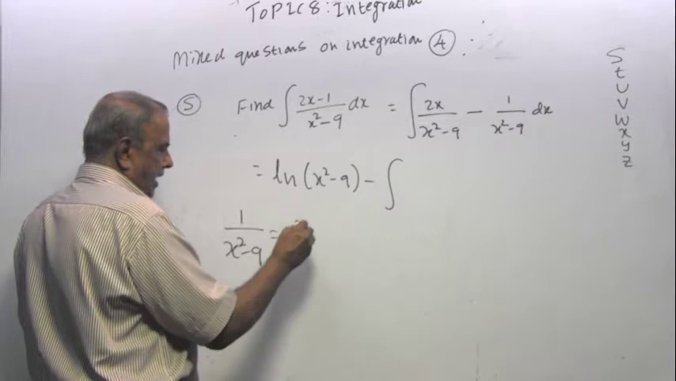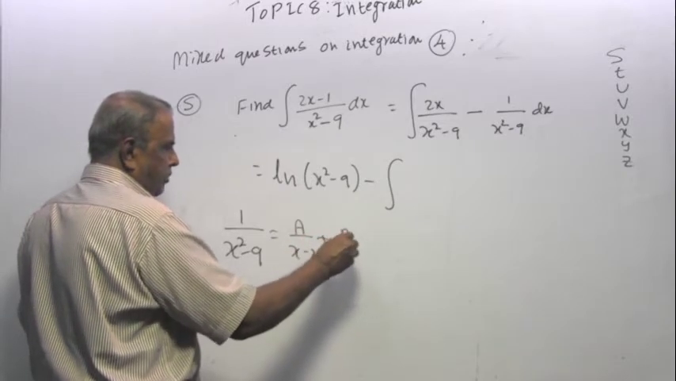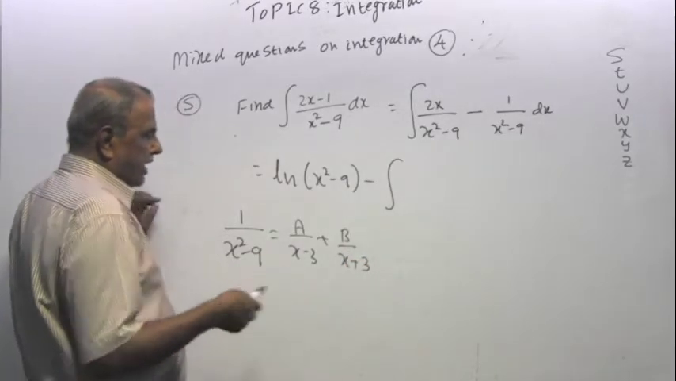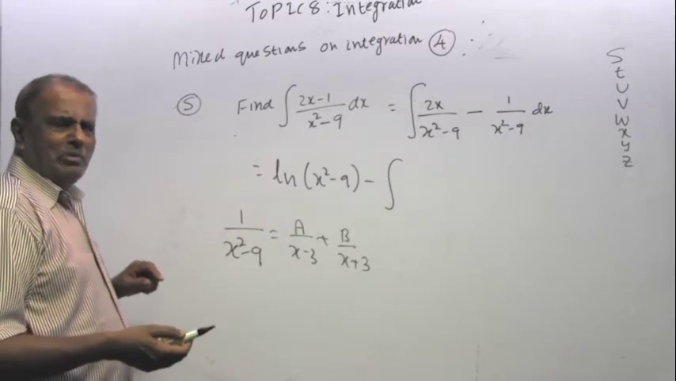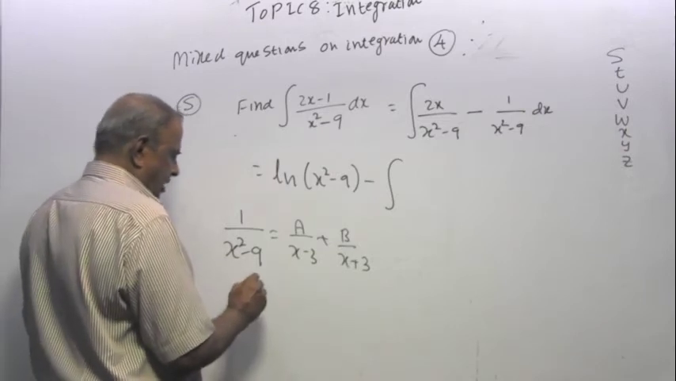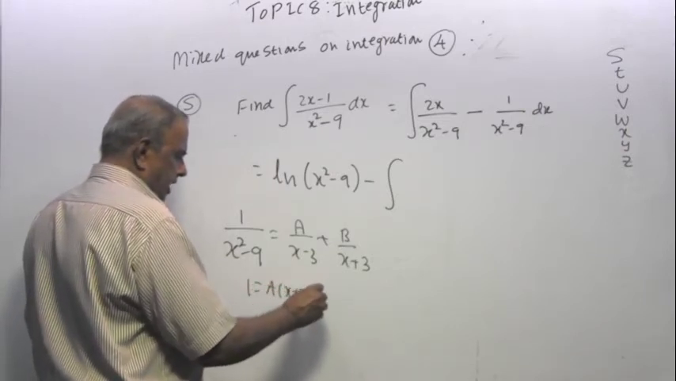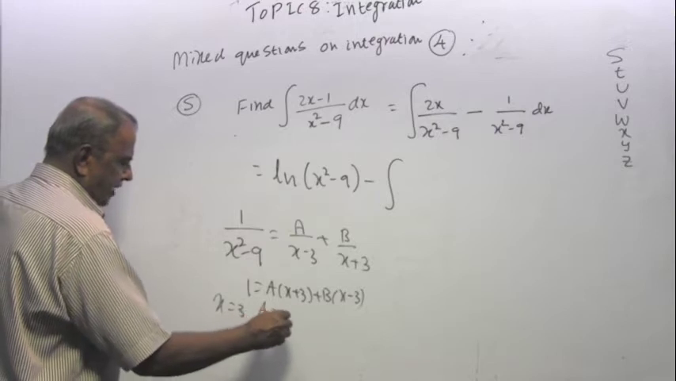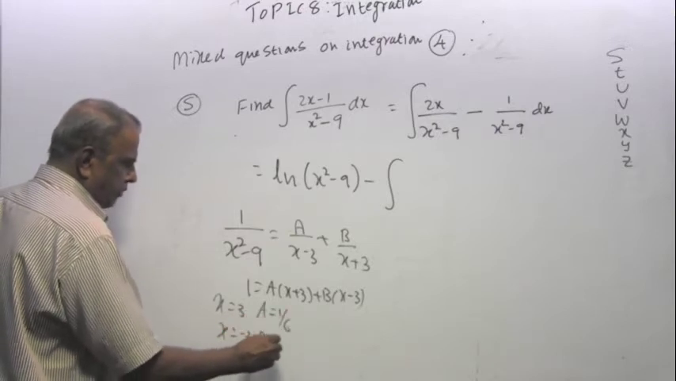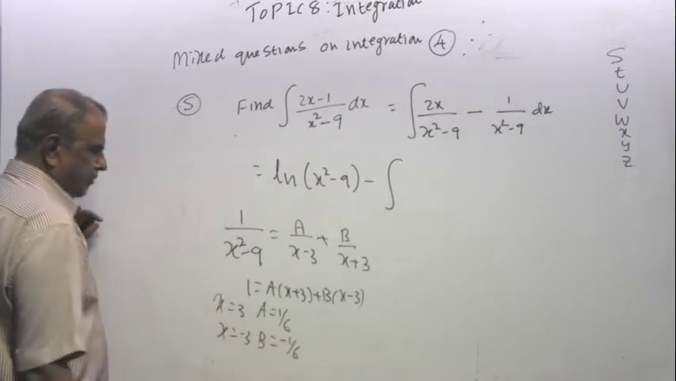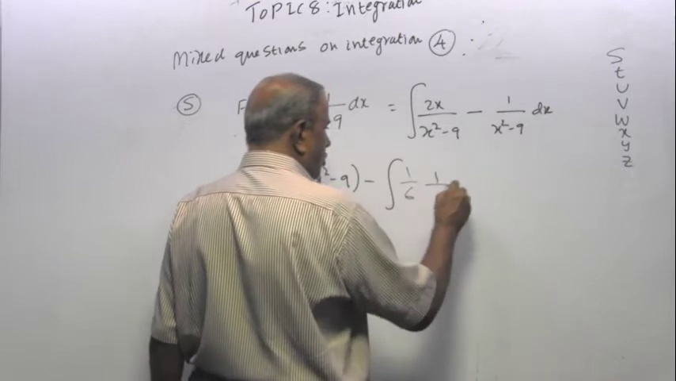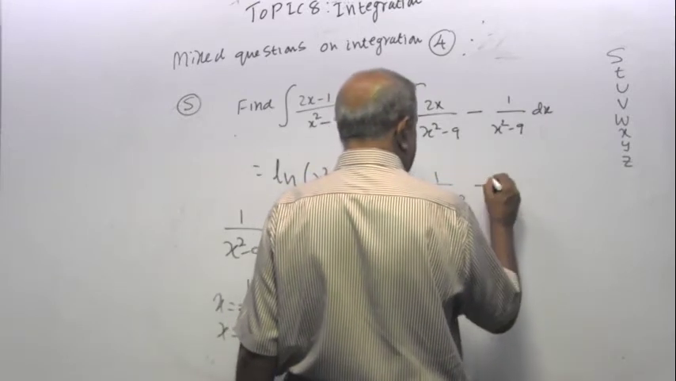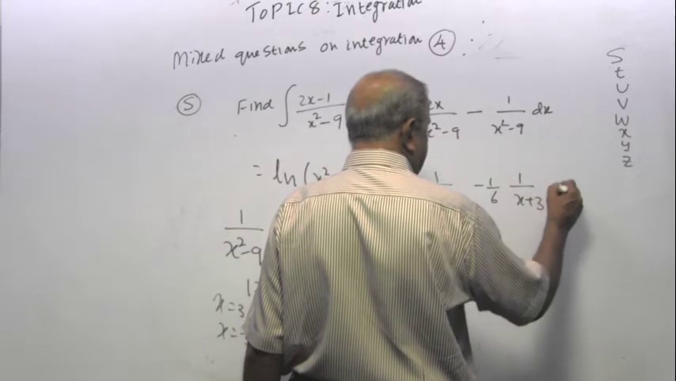It is A over x minus 3 plus B over x plus 3. I know I'm using a cover-up rule. Should I teach you the cover-up rule? You might get confused, so let's leave it. So I get 1 equal to A times x plus 3 plus B times x minus 3. Put x equal to 3, A is 1 sixth. Put x equal to minus 3, B is minus 1 sixth. So it's 1 sixth, 1 over x minus 3, minus 1 sixth, 1 over x plus 3, dx.